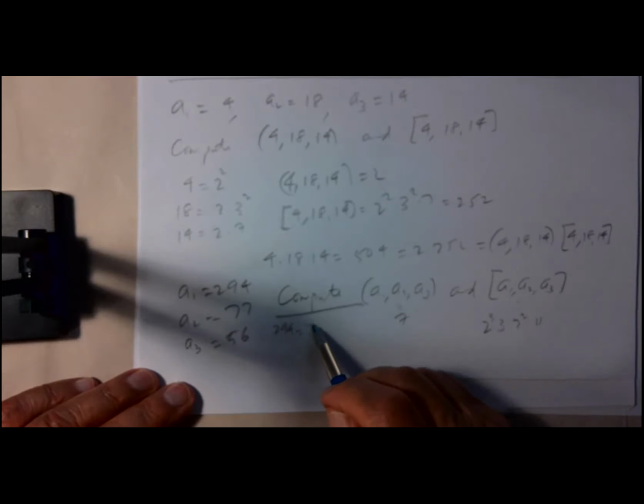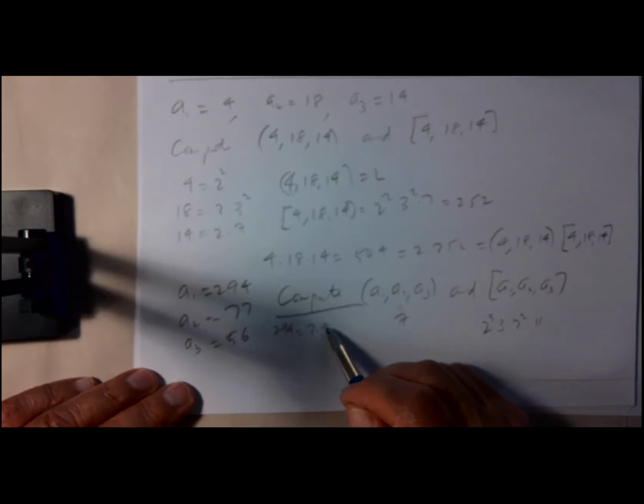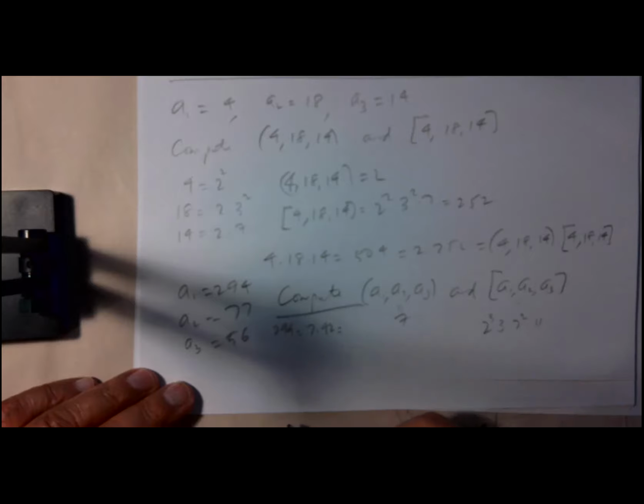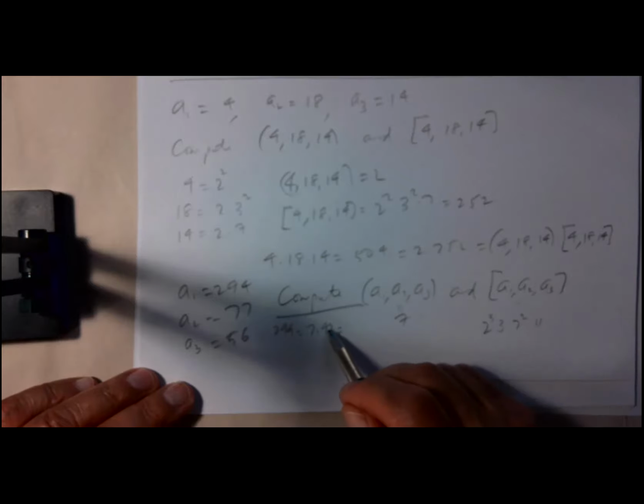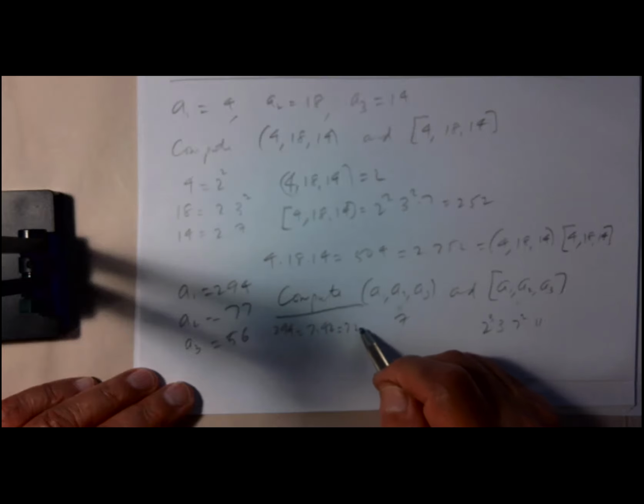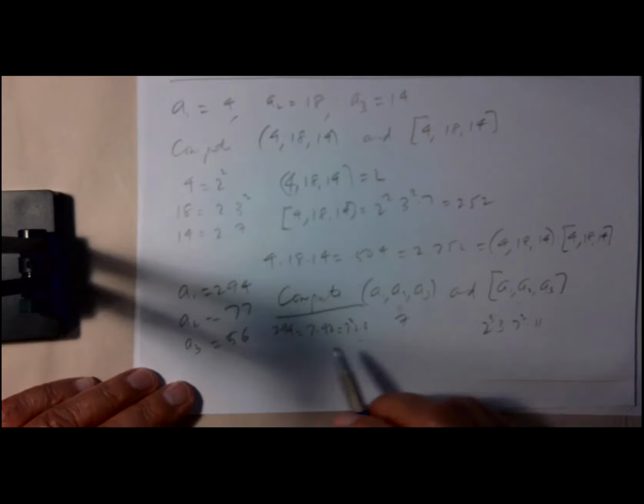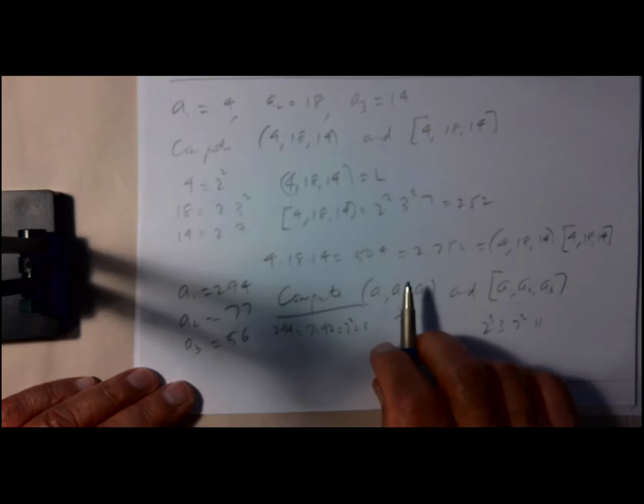If you divide it by 7, you get 28. 7 times... 42, is that right? And 42 is 6 times 7, which is 2 times 3 times 7. So 294 is 7 squared times 2 times 3.